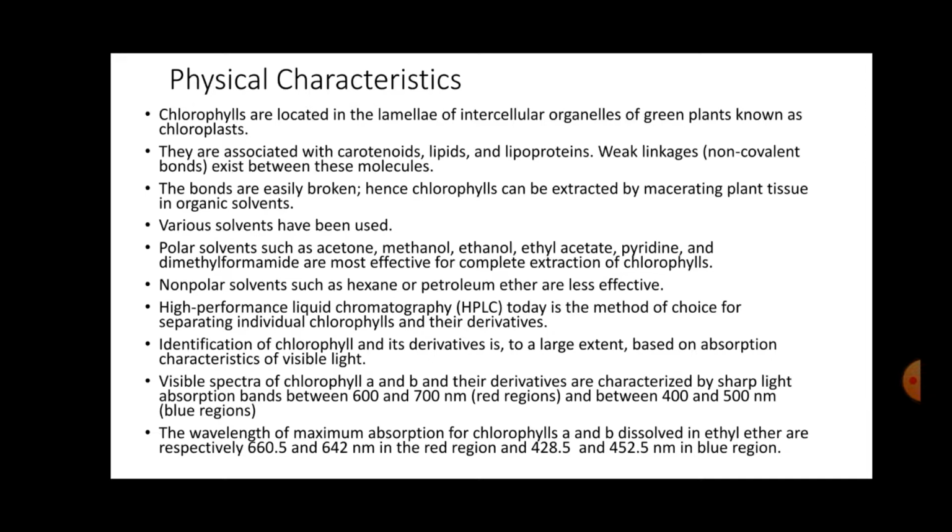Polar solvents such as acetone, methanol, ethanol, etc. can be used for effective and complete extraction of chlorophylls. Non-polar solvents such as hexane or petroleum ether are less effective. HPLC can be used for separating chlorophylls from their derivatives. Next, chlorophyll can be identified using a spectrophotometer, and the wavelengths of maximum absorption for chlorophyll A and B dissolved in ethyl ether are 660.5 and 642 nanometers.